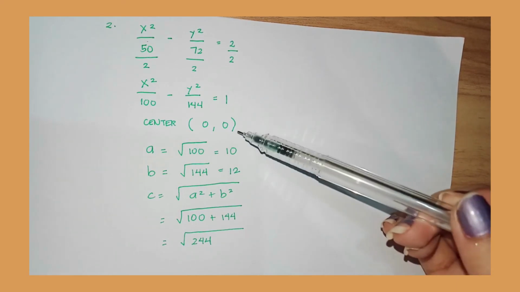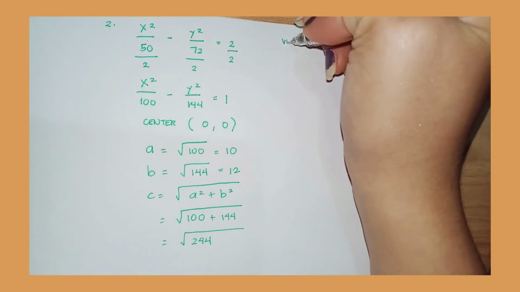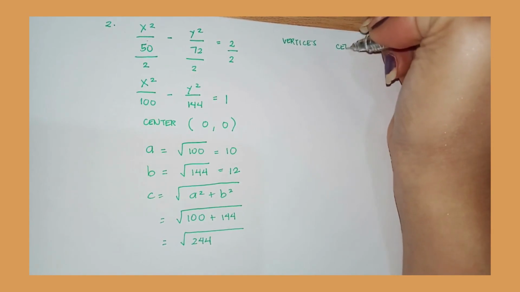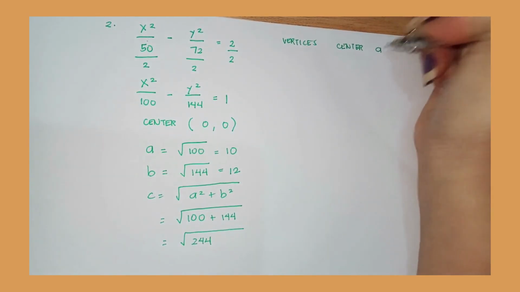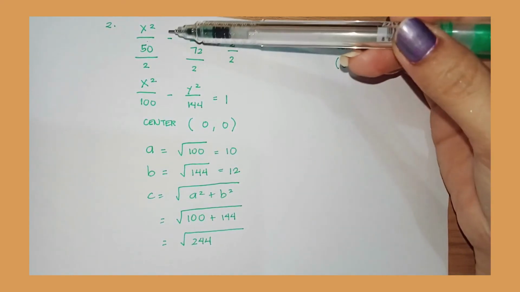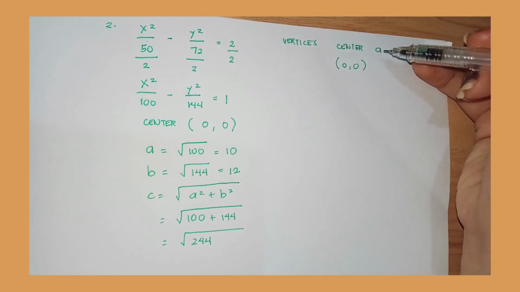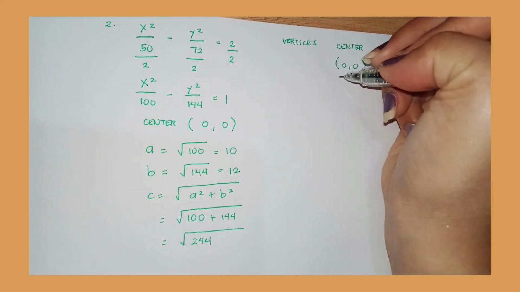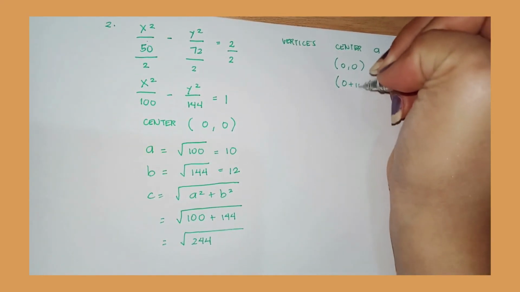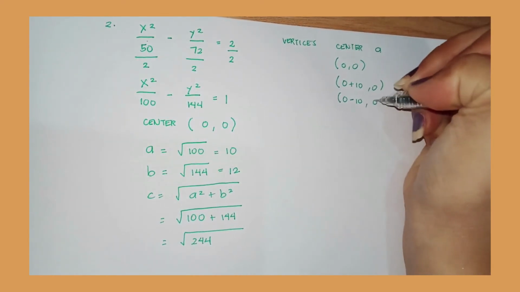Dahil meron na tayong center, A, B, and C, pwede na nating hanapin yung ating vertices. Para makuha yung vertices, kailangan natin gamitin yung ating center and A. Yung center natin is 0 and 0. Ngayon, tignan yung given. Nauna yung x squared. Kaya, mag-a-add tayo ng A dito sa unang number. So, this is 0. Yung A natin is 10, plus 10, copy 0. Then, 0 minus 10, copy 0.